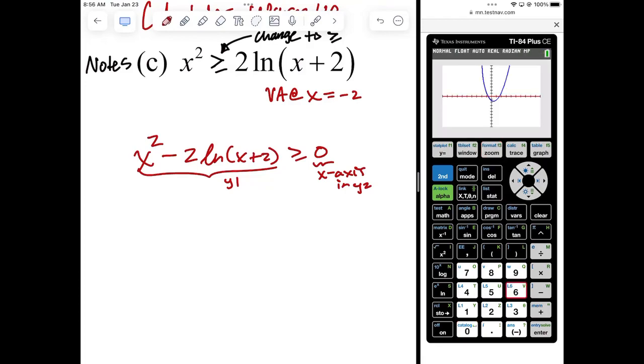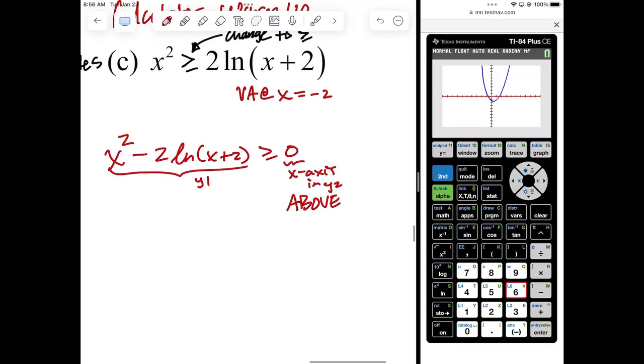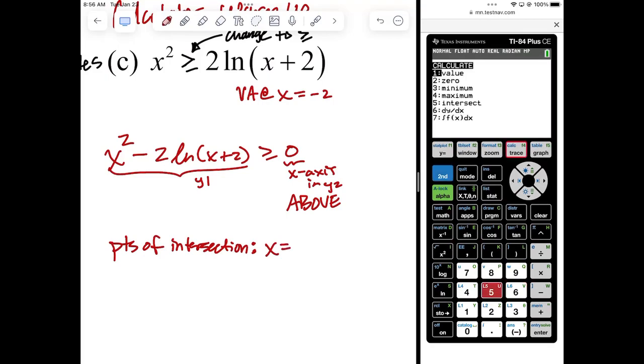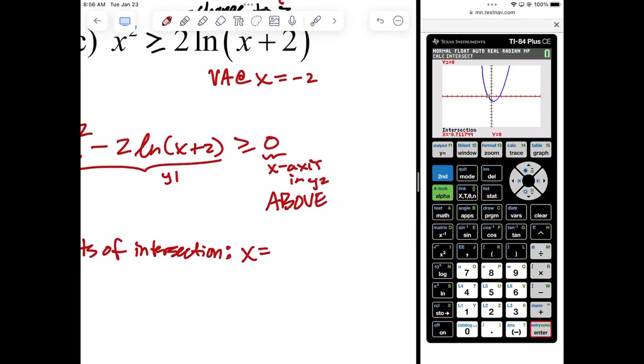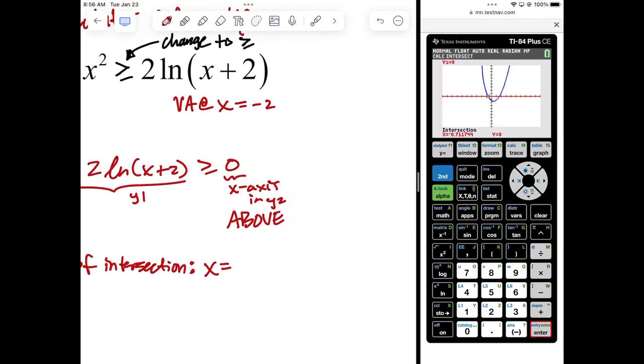So I want to know where it's greater than 0. I want to know where it's above, don't I? So there are 2 points of intersection. Let's go ahead and find the points of intersection. And again, I'm labeling what I'm doing so that there's no doubt. Okay. So I get x equals second trace number 5, enter, enter, enter, which is why we use intersection instead of 0. There's no scrolling. -0.711. If you needed to store that, you could store that as A, because we're about to find another one.